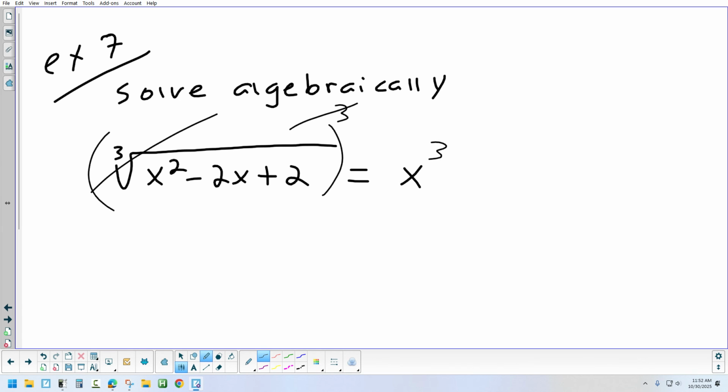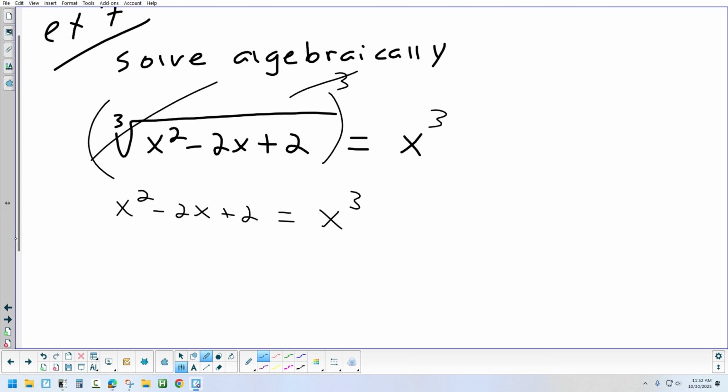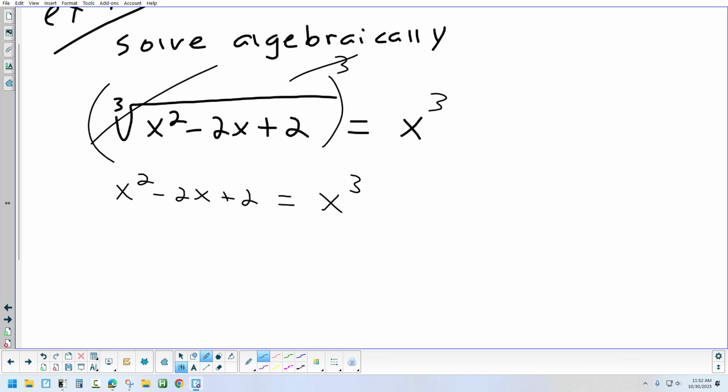When you cube each side, you end up with x squared minus 2x plus 2 equals x cubed. And what do you think we would do next there? Would you factor the left side? We are going to try to do some factoring.